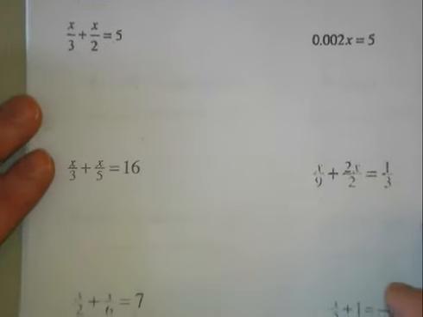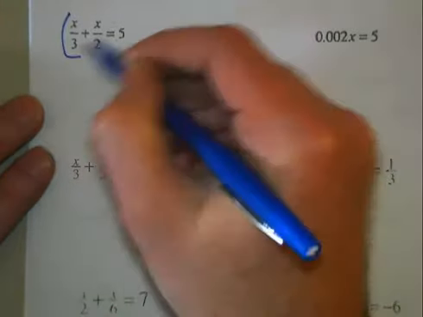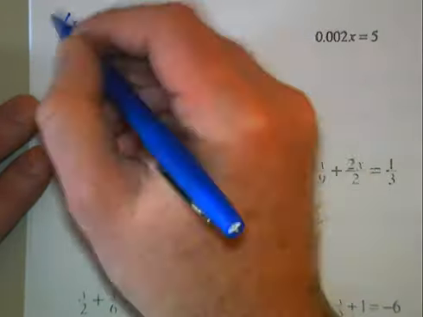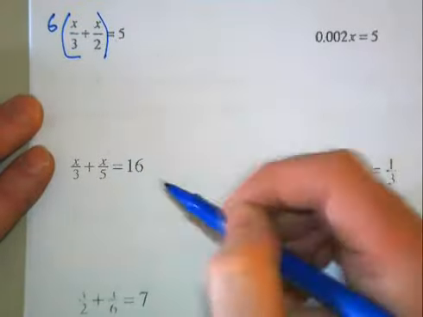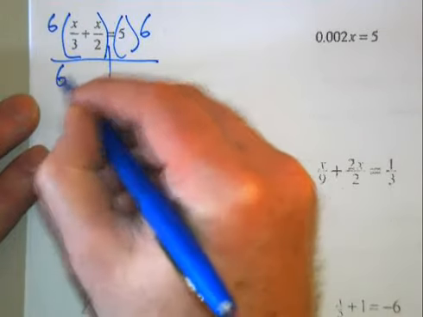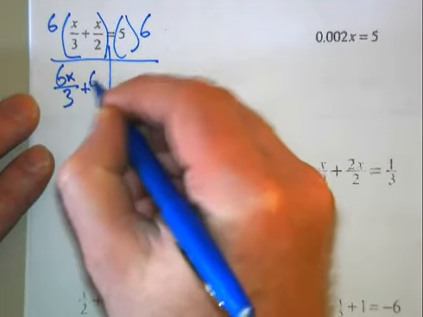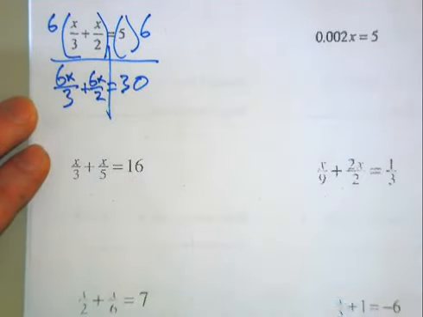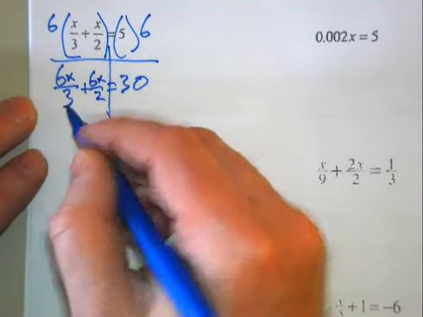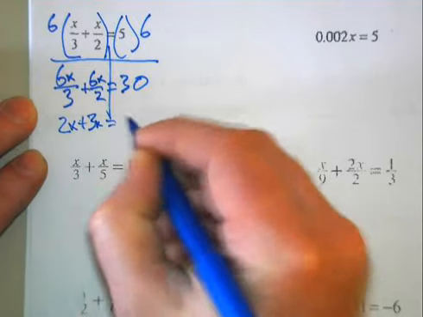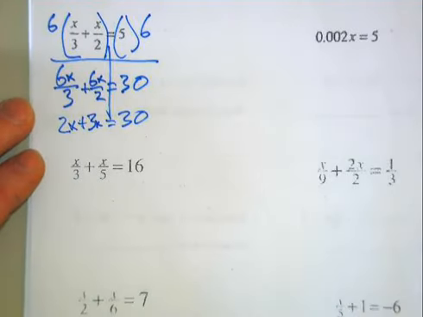Now, what happens when you have two fractions with different denominators? You want to multiply by a common denominator. What's a common denominator for 3 and 2? It is 6. Multiply 6 by this side, multiply this side by 6. Make your teeter-totter. This becomes 6x over 3 plus 6x over 2 equals 30. And now I reduce my fraction. 6 divided by 3 is 2x plus 6 divided by 2 is 3x equals 30. And then I can combine my like terms.